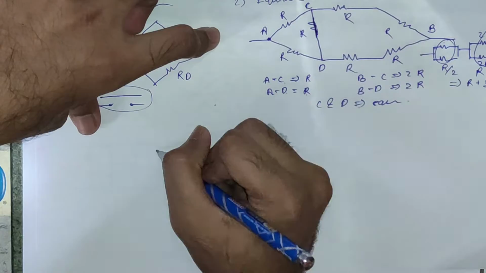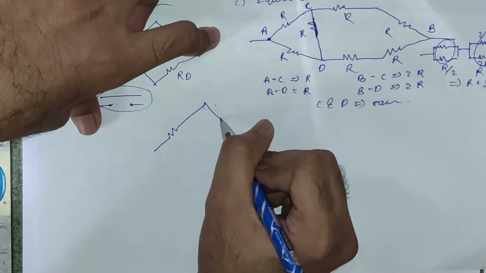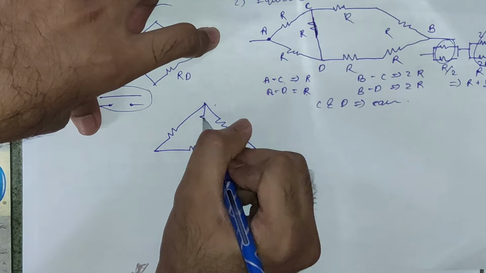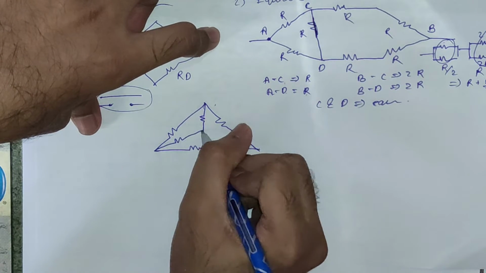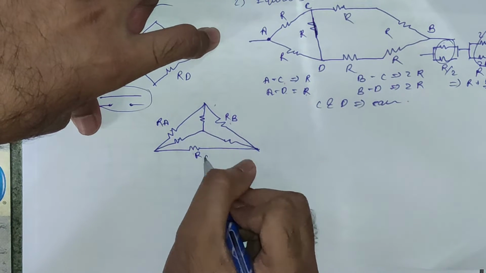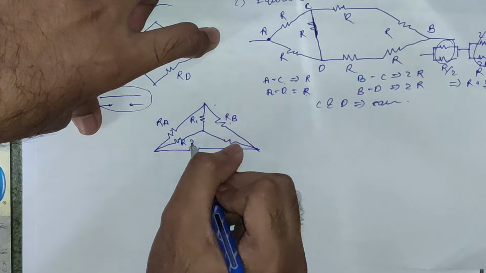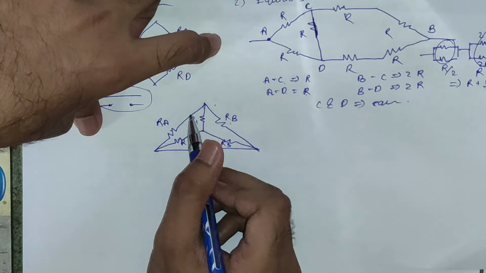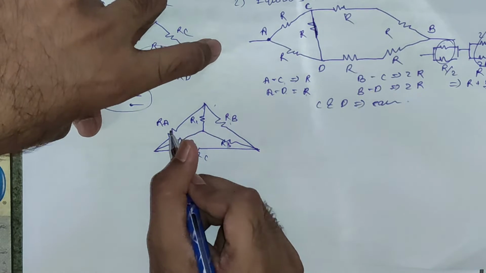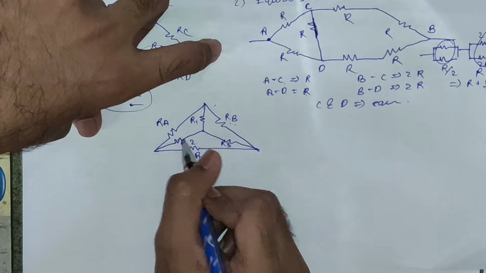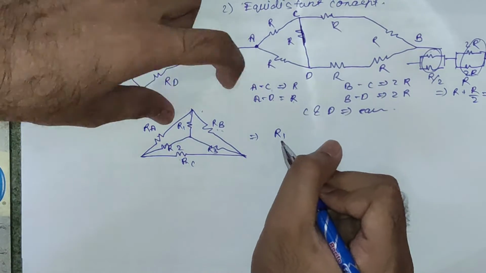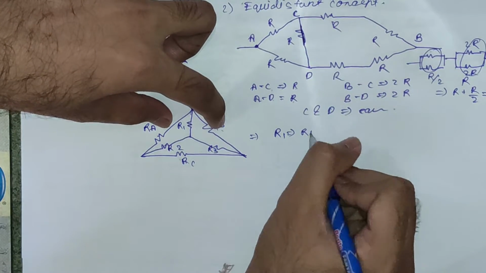This is also easy. Delta is like a triangle, and star will be like a T. Name it RA, RB, RC, and R1, R2, R3. Now if you want to convert this delta network into a star network, basically you have to convert from RA, RB, RC to R1, R2, R3. You will use a formula, this one. R1 will be RA into RB, RA into RB.